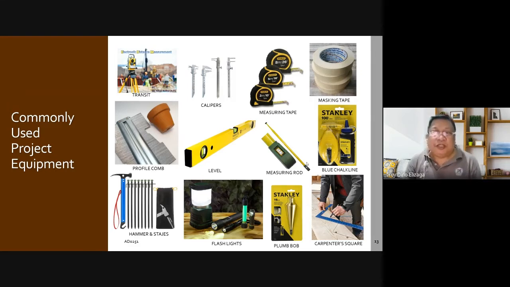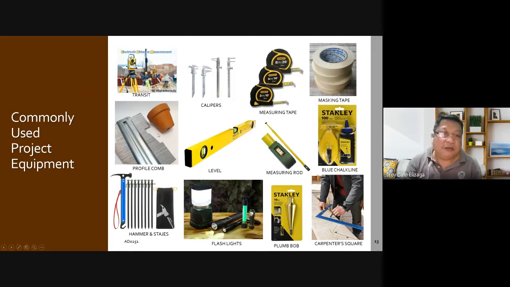Then there's the masking tape, because we will be marking out information, say along the walls or floors. Then we need to remove them afterwards. The profile comb is really very useful.